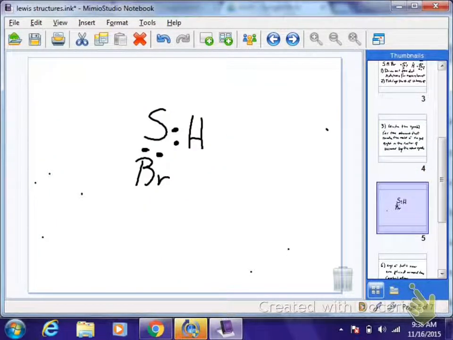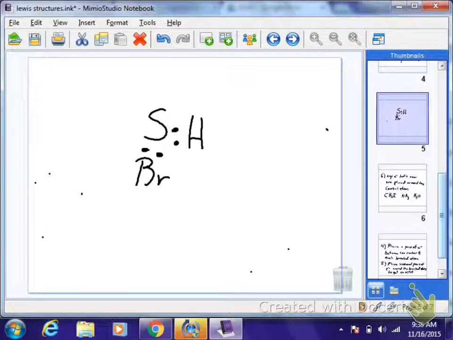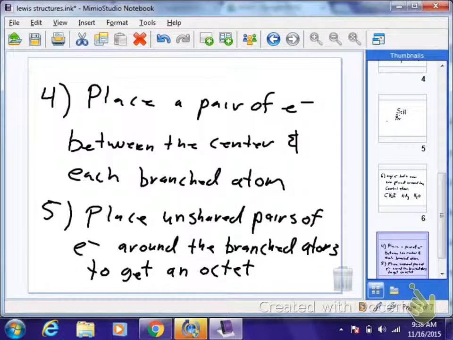Step 4: place a pair of electrons between the center and each branched atom. That's what we did. Once you've got your center atom in there, you just start putting those shared pairs in between. Now, in our example, that's 4. We're taking 4 from the 14 and doing that. So now we're left with how many? 10. We've got 10 electrons left that we're going to have to show.